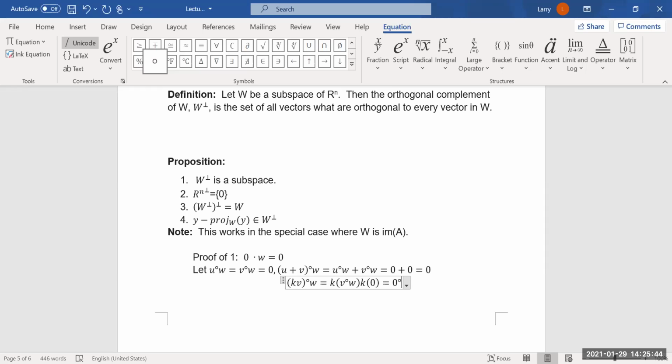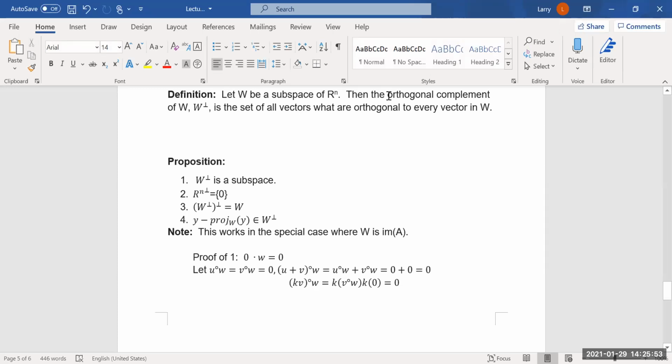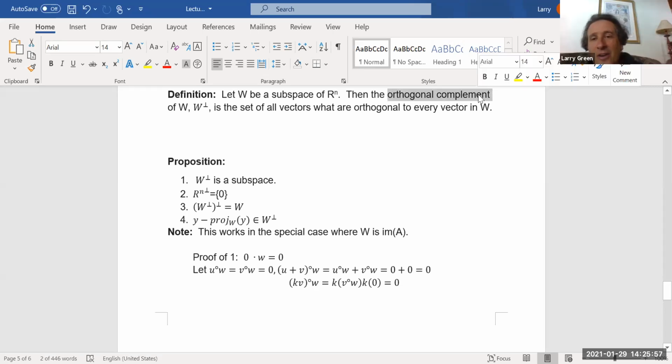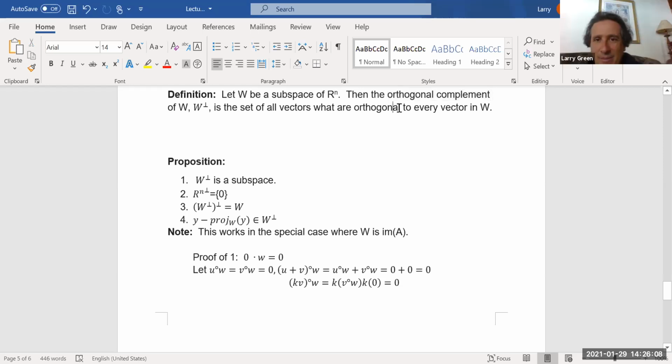My only question is why are we dotting each thing with W? Oh, because we're checking to see if it's in the orthogonal complement. The definition of orthogonal complement means that it's orthogonal to every vector in W. So I'm going to take a vector in W and dot it, and if it's orthogonal, it'll be 0. Got it. Yeah. That's the word orthogonal. It means dot and you get 0. So I dotted and I got 0.